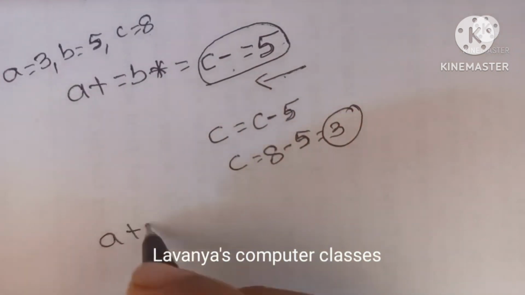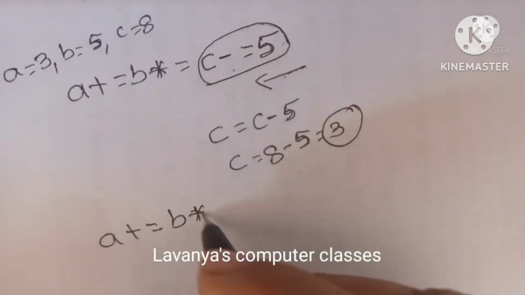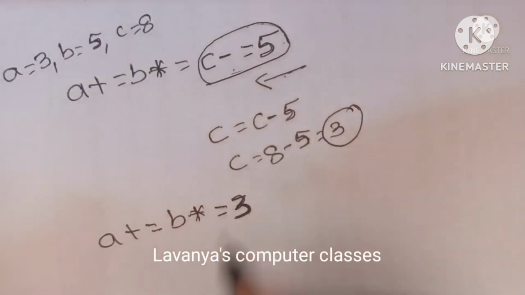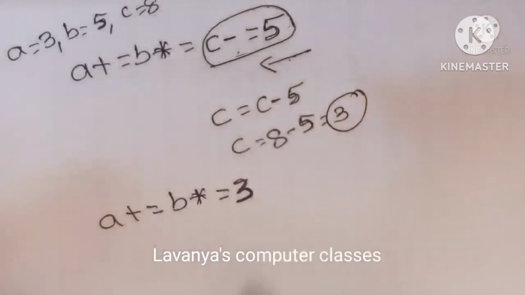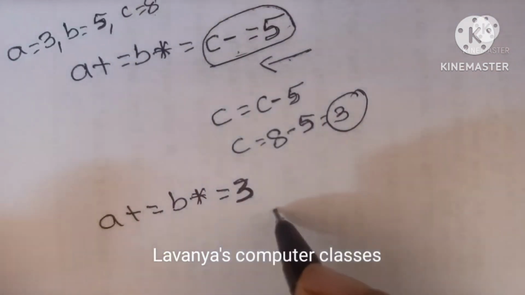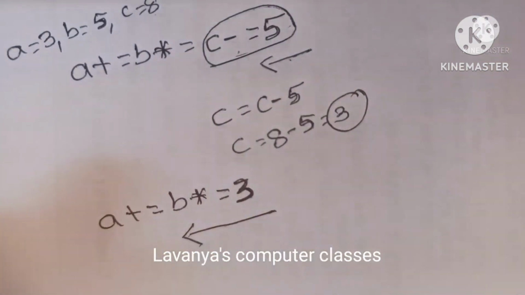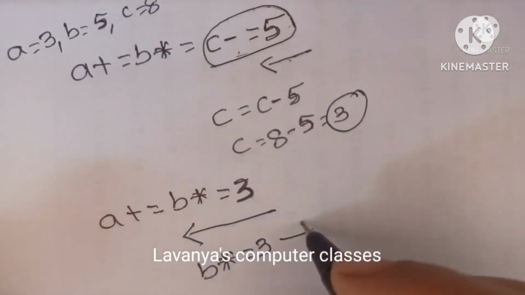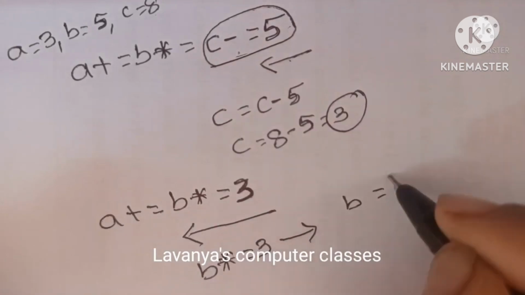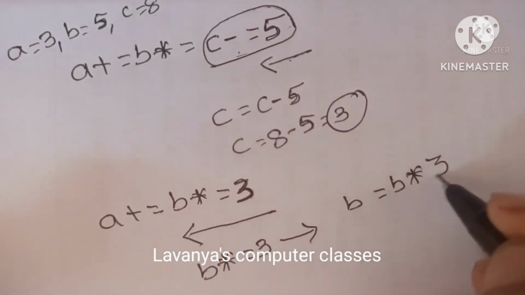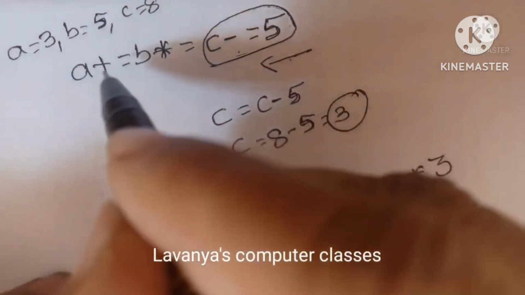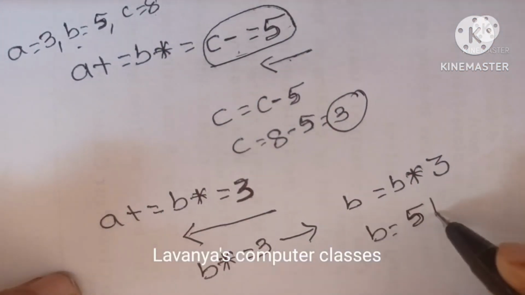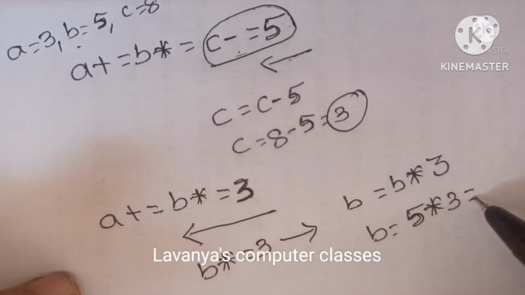So C -= 5, what is the value of that? 3. Substitute that value: A += B *= (that whole part), the total value of that is 3. Write like this. Again substitute: B *= 3. Again right to left, B *= 3 means B = B * 3. That is the meaning of shortcut assignment operator. What is the value of B now? 5. So substitute 5 in this equation: B = 5 * 3, 5 threes are 15.